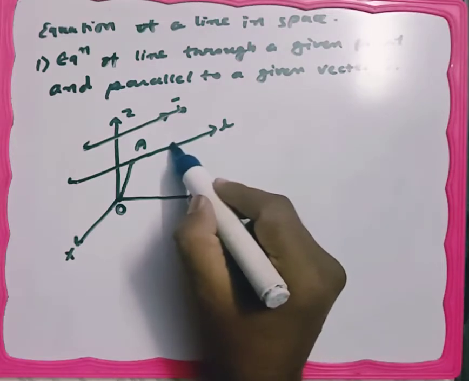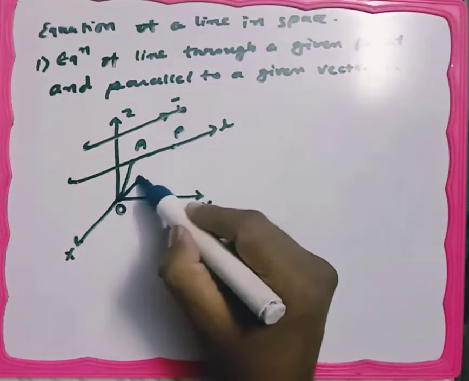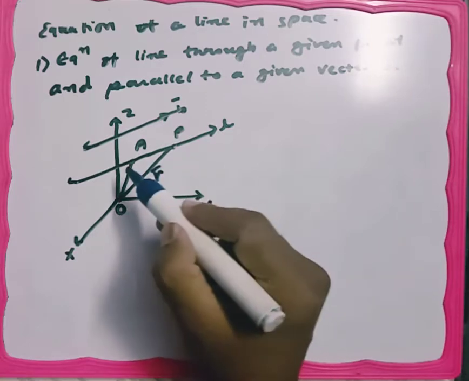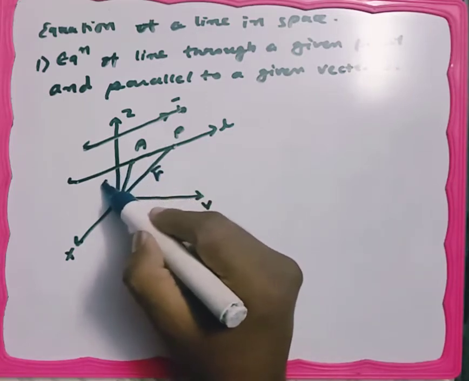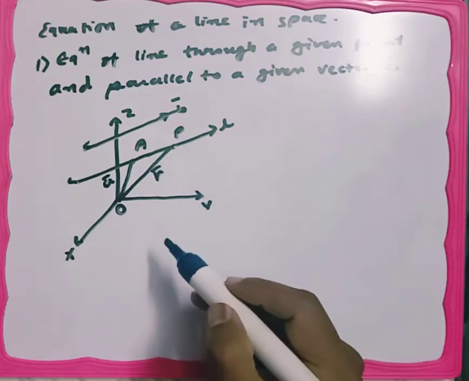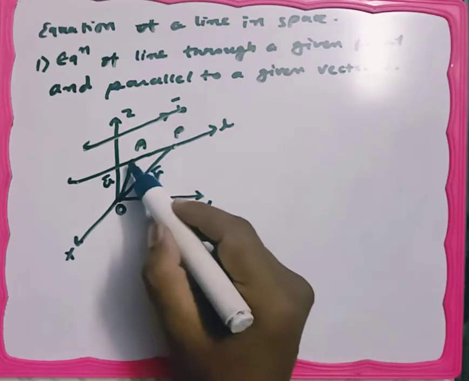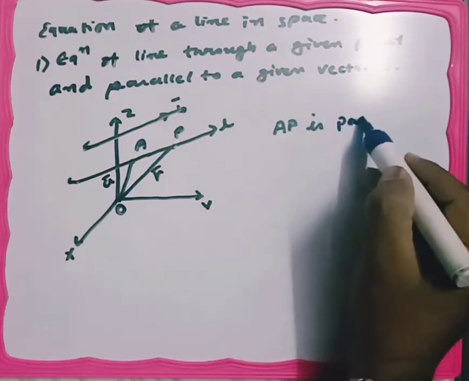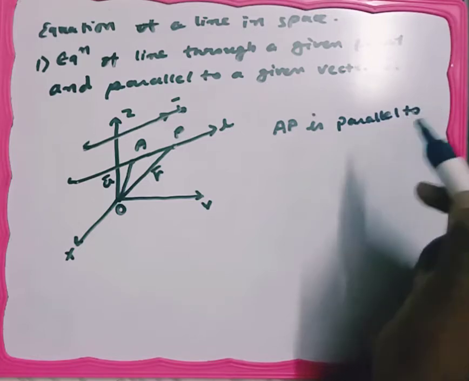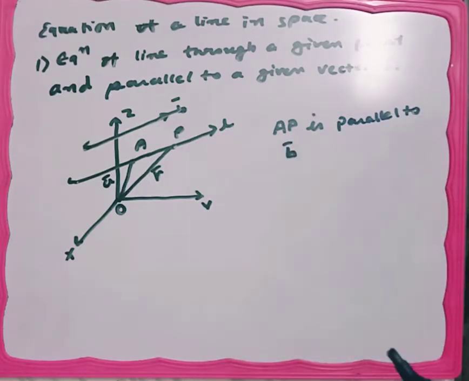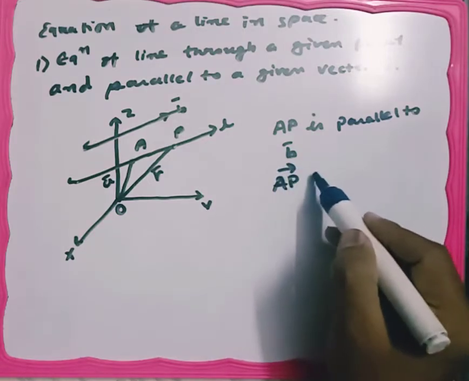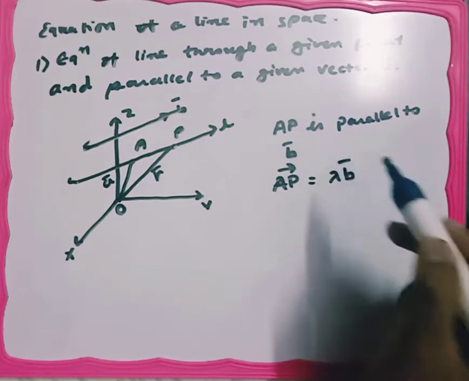Let P be any point on L, then P's position vector is R bar, and OA position vector we take as A bar. Then we can say that AP is parallel to B bar, and so we can say that vector AP equals lambda B bar.